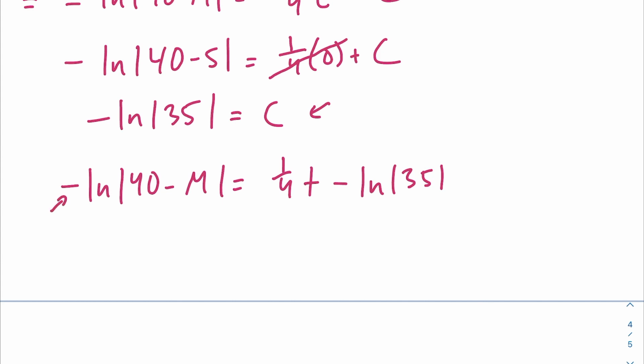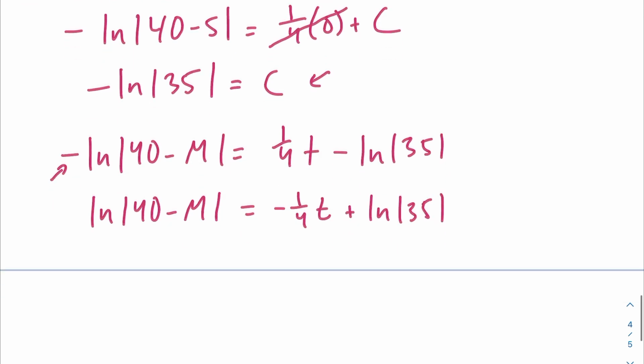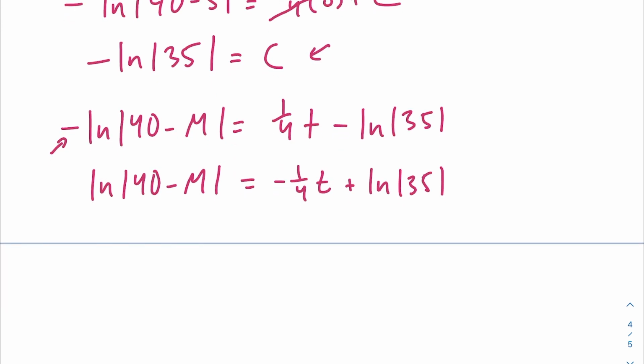So we have this minus out front. Let's divide both sides by minus 1. So we get rid of the minus on the left side. This becomes a minus 1/4 t, and this becomes plus ln 35. Then we still have everything in terms of ln on the left side. So to solve that, we can take everything to the power of e. Okay, so using this ln property, these are going to cancel out.